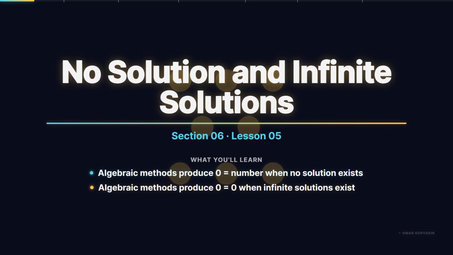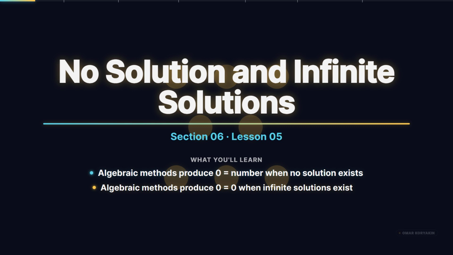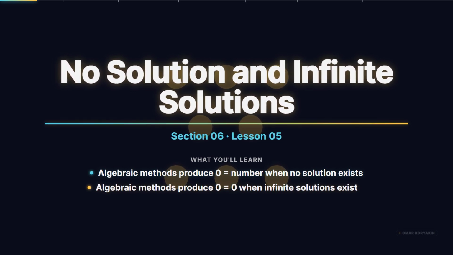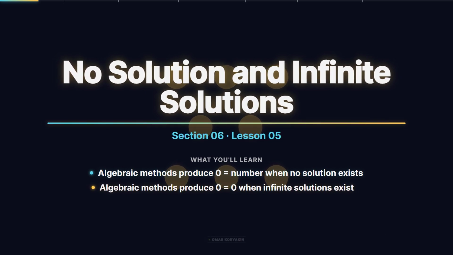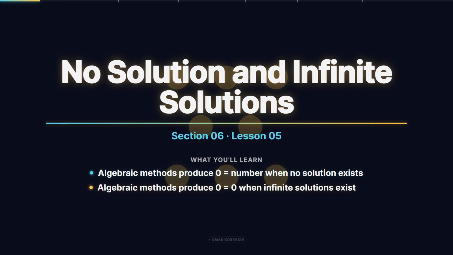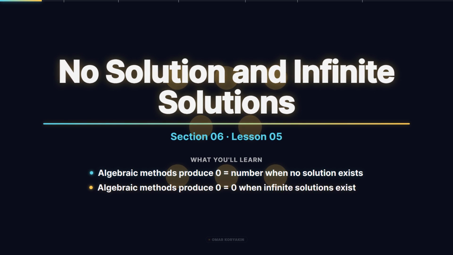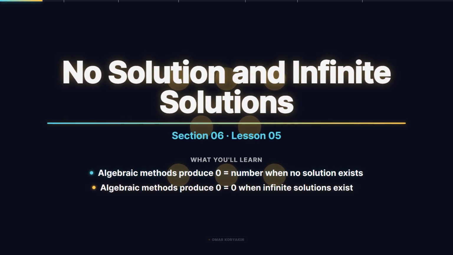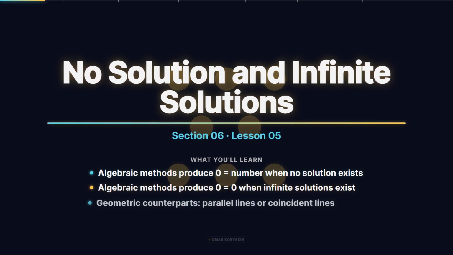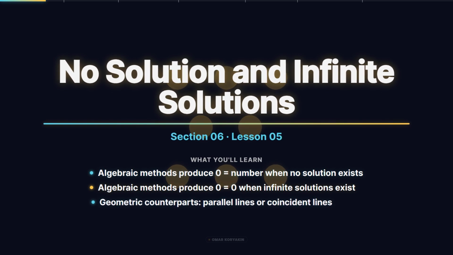Second idea. The infinite solutions case occurs when the 2 equations represent the same line. Geometrically, the lines have the same slope and the same y-intercept, so they coincide entirely. Algebraically, attempting to solve produces an identity like 0 equals 0, signaling that every point on the shared line satisfies both equations. The system is called dependent in technical terminology, with the second equation depending on the first by being a multiple of it.